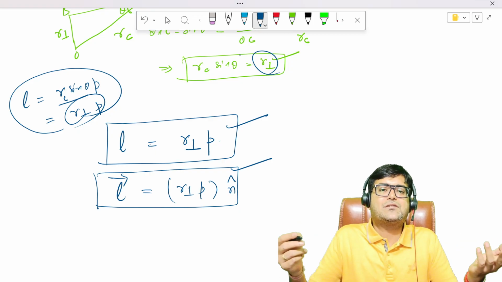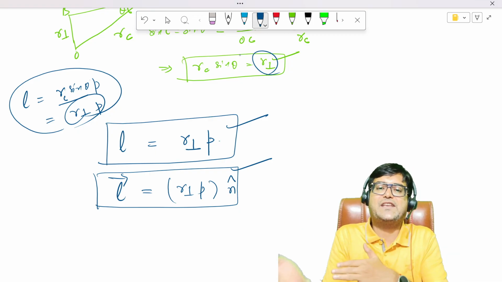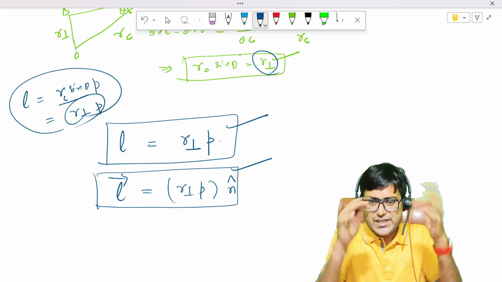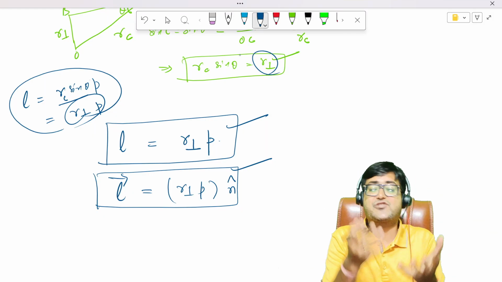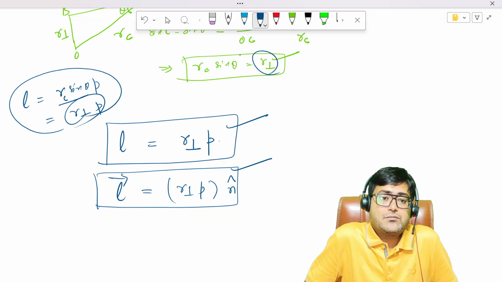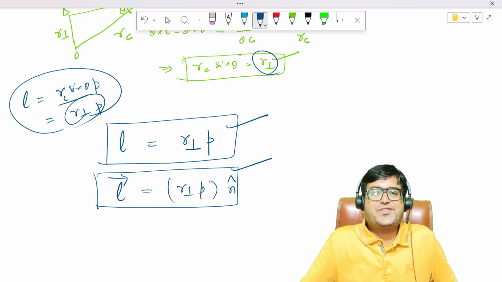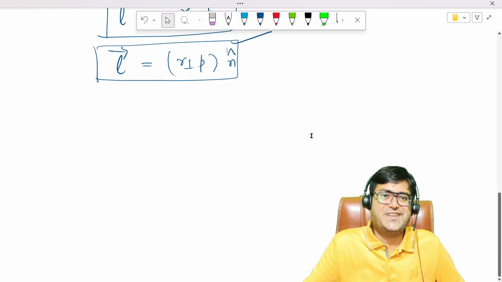And n cap means, in simple words, it's either clockwise or anti-clockwise, which has to be determined from the given situation, right? Now, the direct application of this is like this.